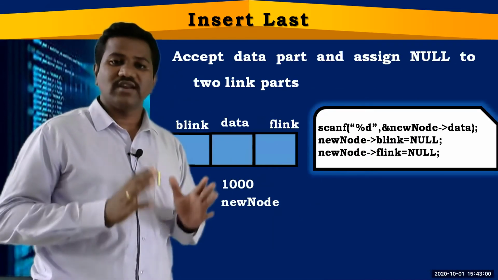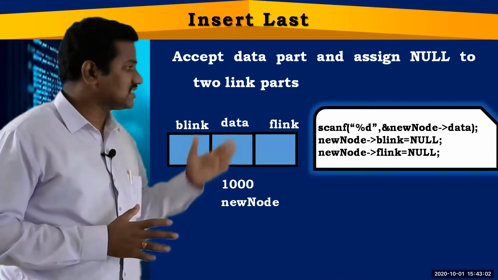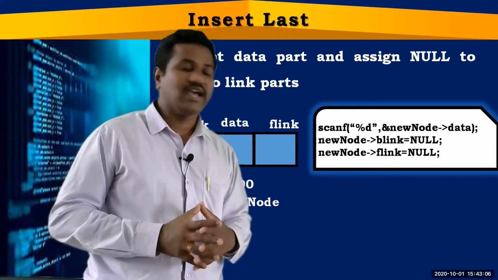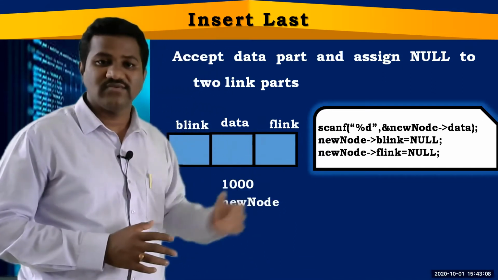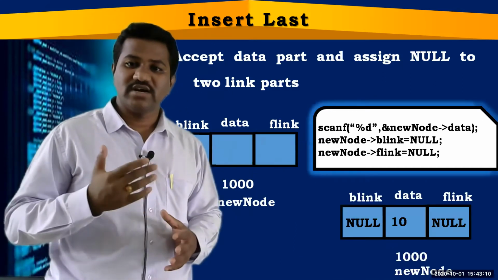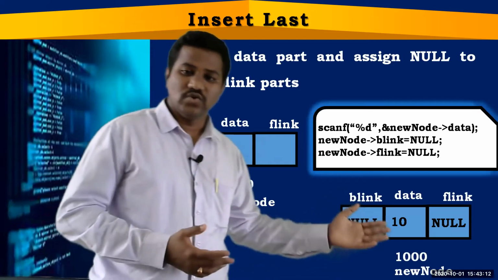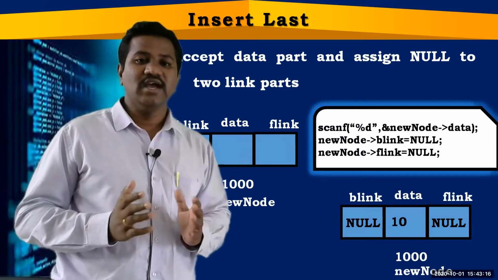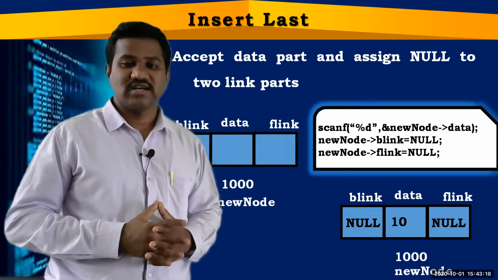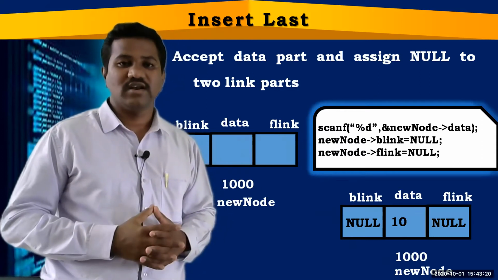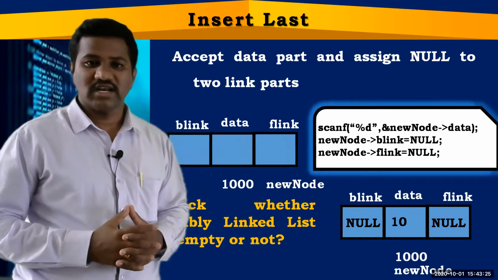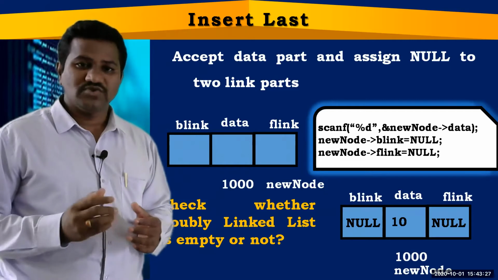After allocating the block of memory, we need to accept the data part and assign null to the 2 link fields. To accept the data part, we'll use scanf: scanf %d ampersand of new node arrow data. With the help of these 2 instructions, we assign null to the link parts, that is, f-link and b-link contain null.